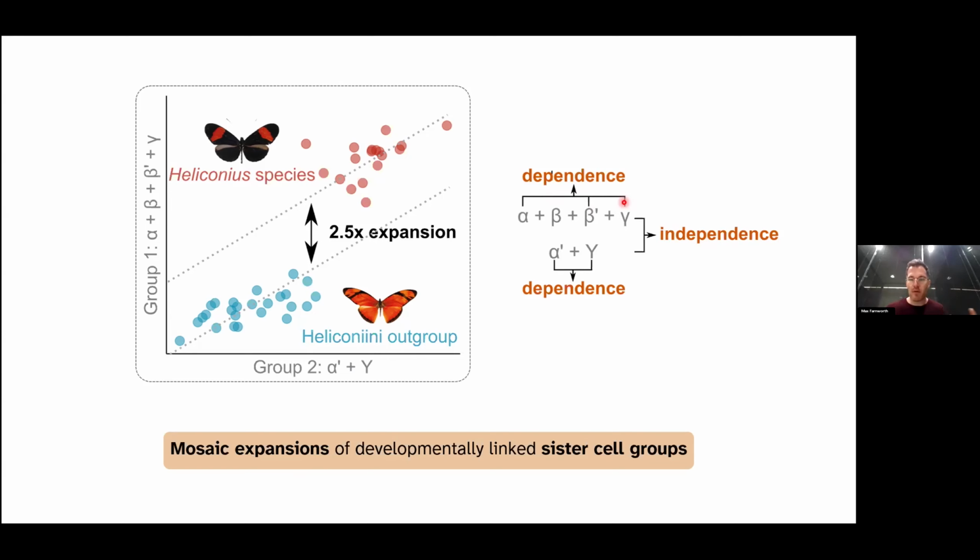And this is super exciting, actually, because in brain evolution, we understand lots of results as mosaic evolution, where one part evolves independently of another. But so far, we only knew this of one brain area evolving differently from another. And now we know that even developmentally linked, highly related sister cell groups can also evolve very independently from each other. So this was the first interesting result of this paper.